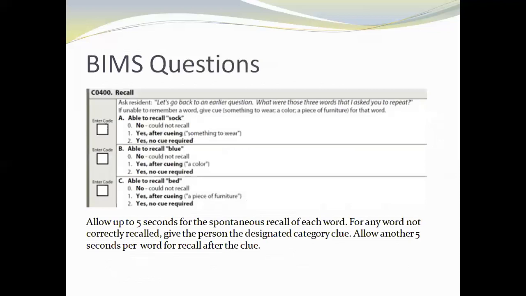We're going to go back and look at the recall, and we're going to go back to an earlier question, is what we would say to the resident. What were the 3 words I asked you to repeat? Again, allow them up to 5 seconds for spontaneous recall of each word. For any word not correctly recalled, give the person the designated category clue, like a color, a piece of furniture, and allow another 5 seconds per word for recall after the clue to determine whether or not they are accurate or not.